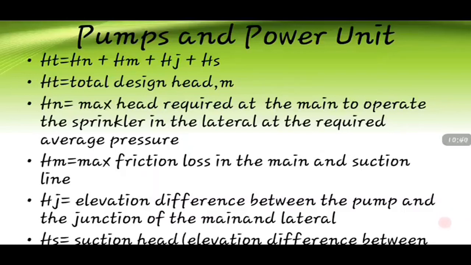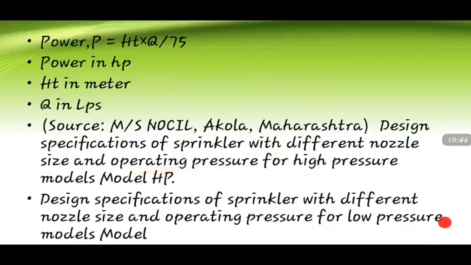So when we have already determined the total head, we will now determine the power of the machine or the pump that we are going to use. So power is equal to HT times Q divided by 75. 75 is a conversion factor, so the power will be in HP. HT is in meters, Q is in liters per second.